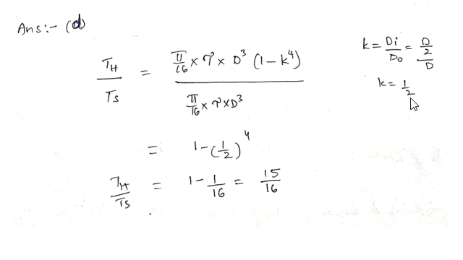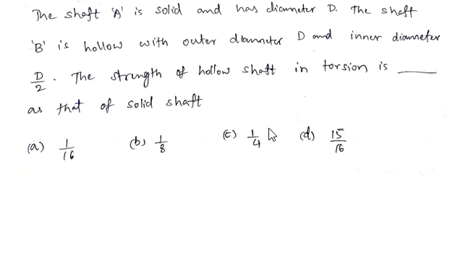Here, substituting k value as 1 by 2, when you simplify you'll get 1 by 16. So 1 minus 1 by 16 is 15 by 16. So this 15 by 16 is the strength of hollow shaft to the solid shaft in torsion. So option D is the right option for this question.